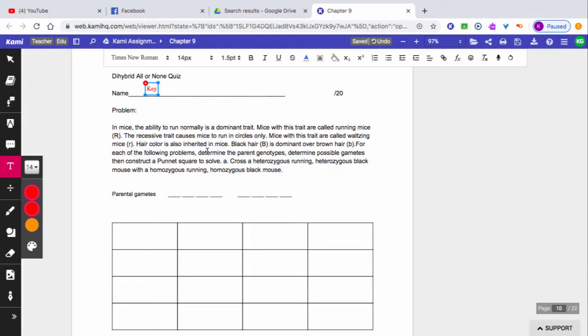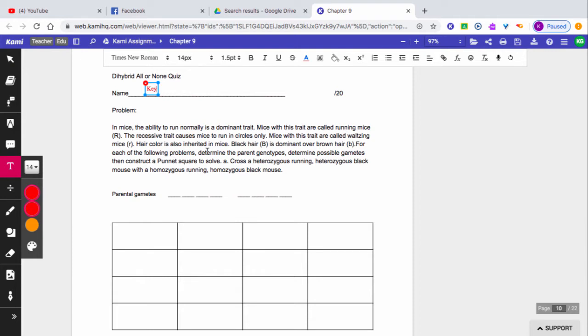All right, so the ability to run normally is a dominant trait. Mice with this trait are called running mice with a capital R. The recessive trait causes mice to run in circles and they're called waltzing mice. Hair is also inherited. Black is dominant over brown. For each of these problems, determine the parent genotypes.